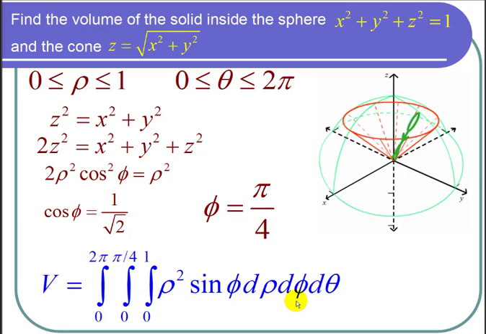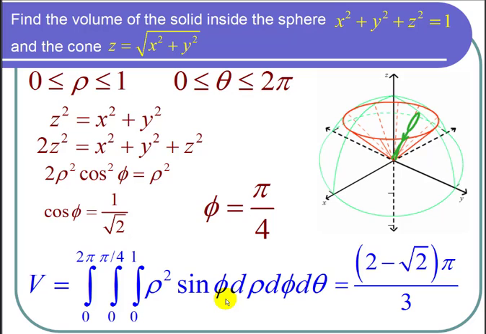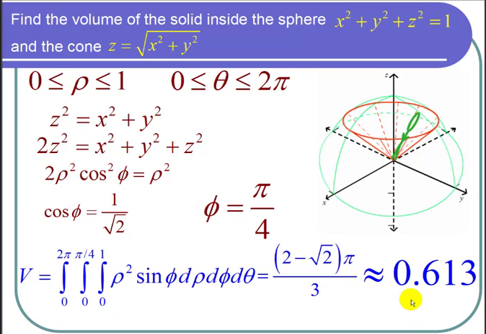So this isn't too hard of a triple integral to work out. But you can trust me, I did this with a calculator, and I got that this triple integral is equal to (2 minus the square root of 2) times pi over 3. And that's about equal to 0.613. And that's the volume of the solid inside the sphere and the cone. And that was 0.613, and I'm done with the problem.